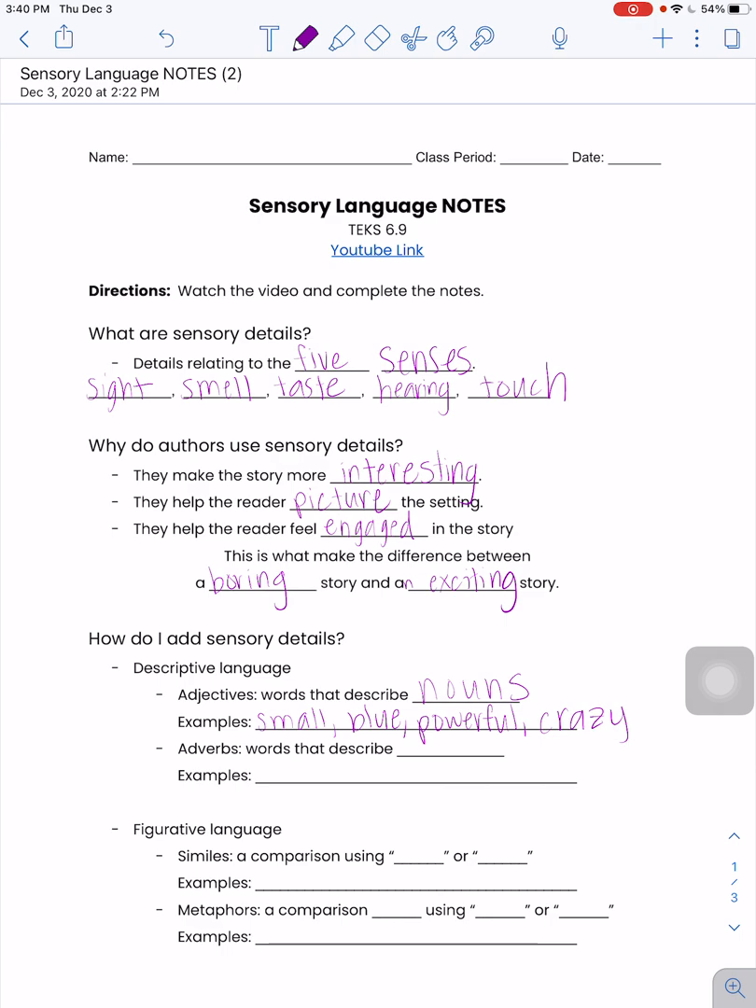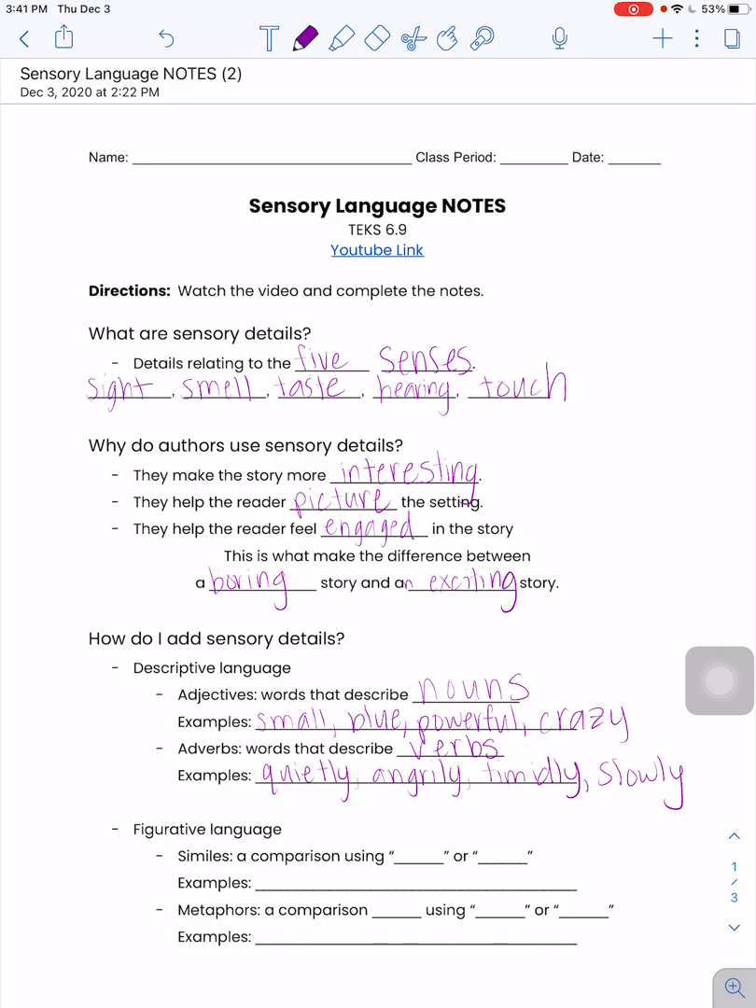And then an adverb is a word that describes a verb. Okay, an adverb is a word that describes a verb. So an example of adverbs: quietly, angrily, timidly, or slowly. Okay, so those are all examples of adverbs because they describe verbs.